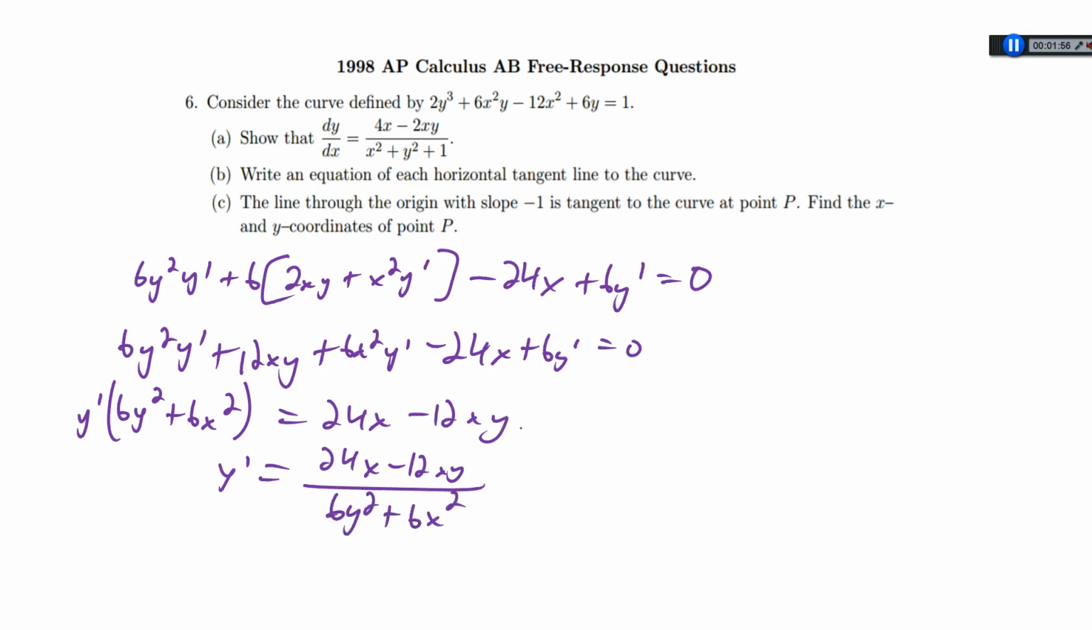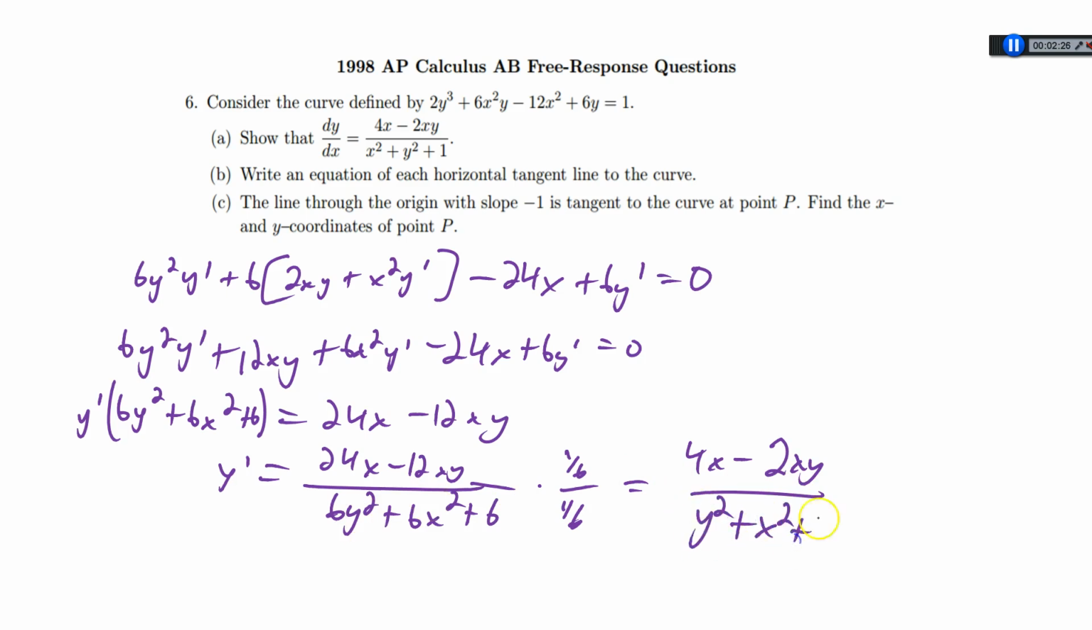And I'm missing something. Where did I miss something? Oh, the 6y prime? Yes, that's what I'm missing. So I have a plus 6 in here. Now it's not quite what they have, but it's close. If I divide everything by 6, multiply by 1/6 over 1/6, that gives me 4x minus 2xy divided by y squared plus x squared plus 1. Check. We got what they got.